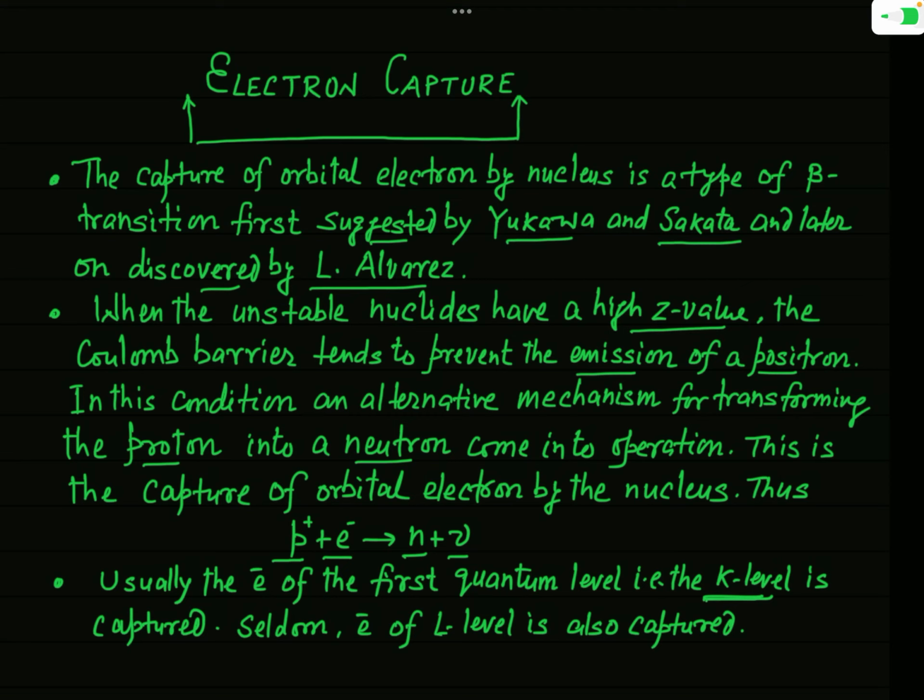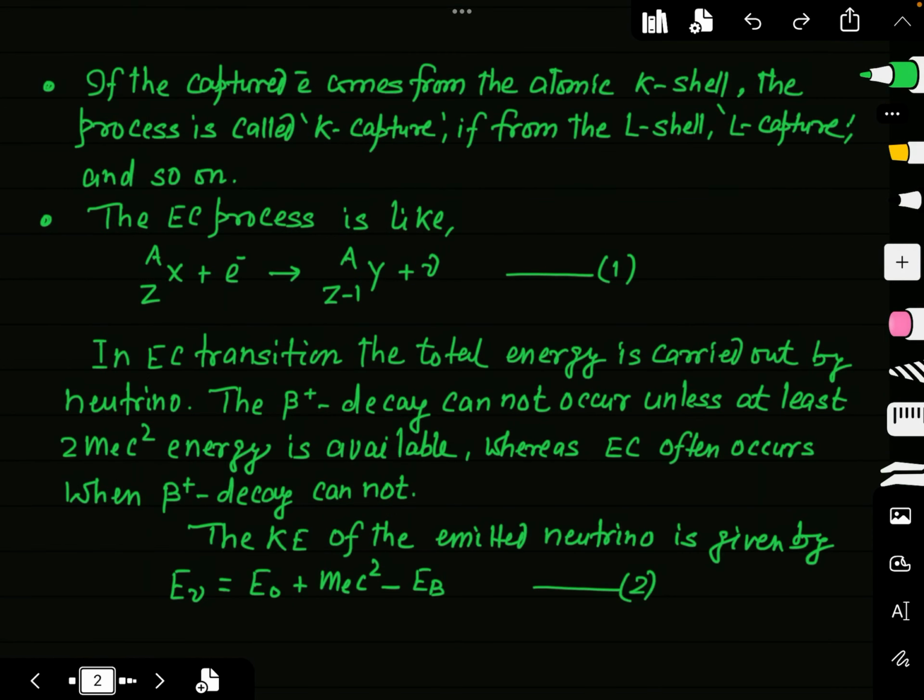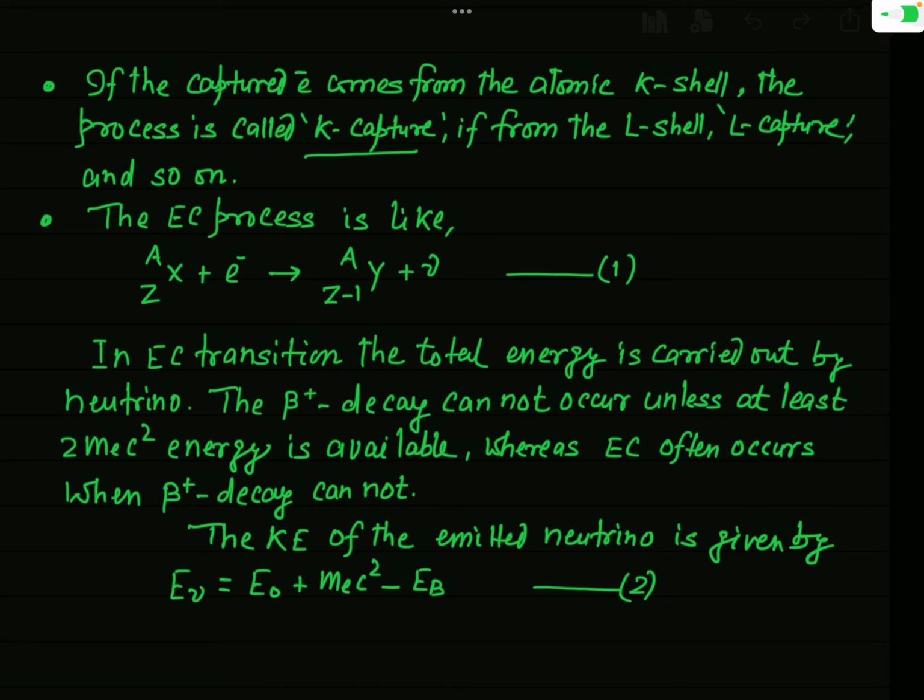So normally when you talk about electron capture, we think about the capture of the electron present in the K shell. But you can't ignore that electrons present in the L shell or other higher shells can also be captured. That also takes place. When the electron present in the K shell gets captured, it is called K capture. And if the electron from the L shell is captured by the nucleus, then it is known as L capture, and so on.